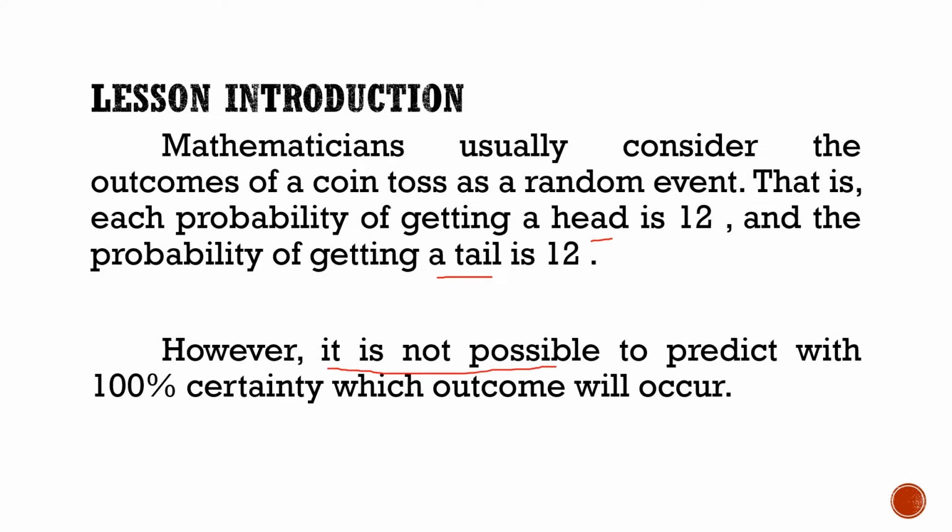However, it is not possible to predict with 100% certainty which outcome will occur, because we need to take note of the words random event. It will happen by chance. So there is no such thing that we can say there is a 100% possibility that something will occur. So it should be less than 100%.